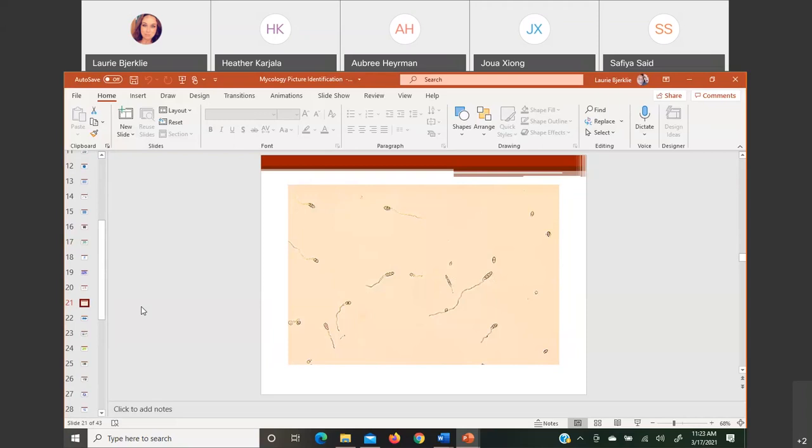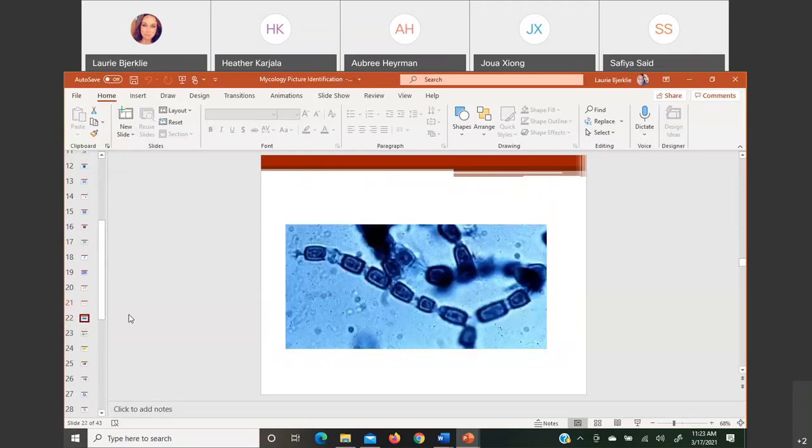You guys had this earlier. Yeah, germ tube for Candida, good. Looks really big in this picture, doesn't it? Germ tube test for Candida albicans. Yeah, there's our Coccidioides immitis again. Nice.